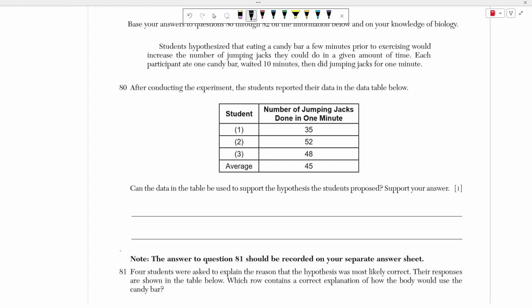Okay, so if you were given this data, can you make an assumption about this, or can you really say something about their data? And the answer is no, because how many jumping jacks were they doing before they ate this candy bar? I don't know. All I know, the only piece of data that I'm given is how many jumping jacks they did after they ate the candy bar. But in order for me to see whether the candy bar made them do more jumping jacks or less jumping jacks, I need to see what their baseline was, aka what their control group was.